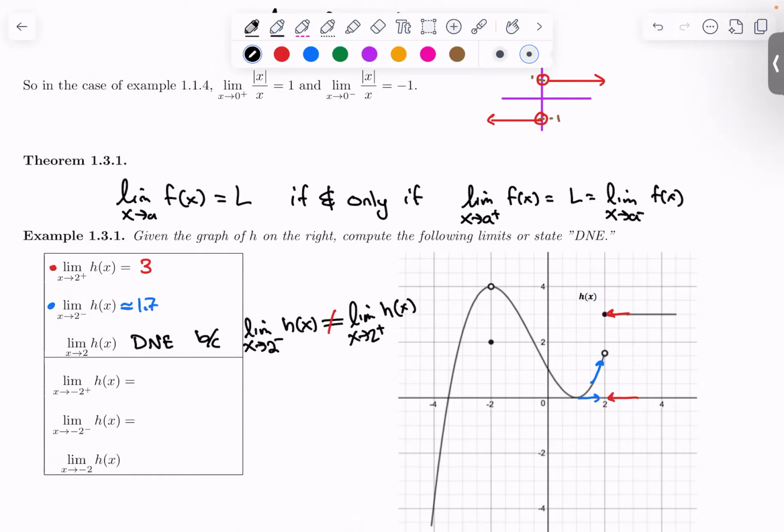Any questions on that? Now we have more formal ways to explain why a limit doesn't exist. I'd like you guys to figure out the second part, the limit as we approach -2. I'll slowly fill in details.